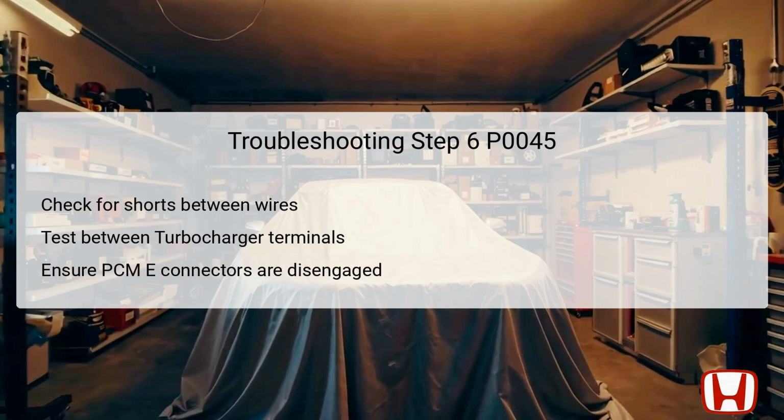For the sixth step, you'll focus on checking for a short between the WG-MTR1 and WG-MTR2 wires. As in previous troubleshooting steps, keep the vehicle in the off-lock mode and ensure that both the Turbocharger 5P and the PCM connector E are disconnected for a safe environment. You'll be checking continuity between the female terminal number 1 and female terminal number 5 of the Turbocharger 5P connector.